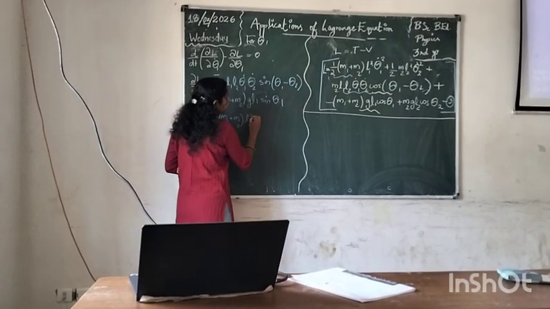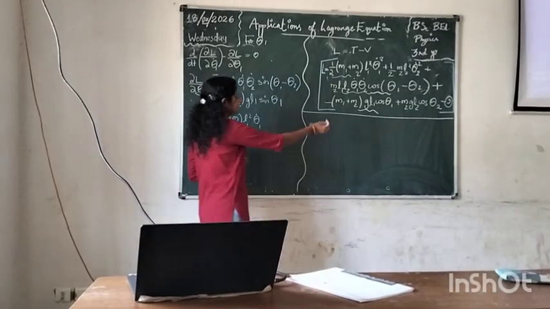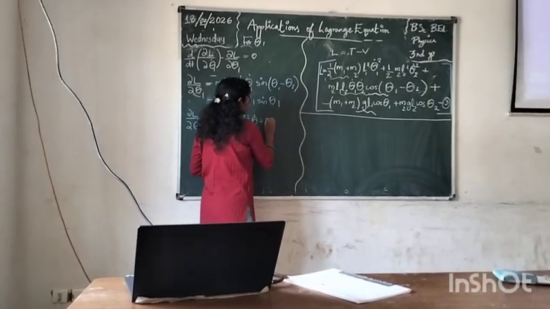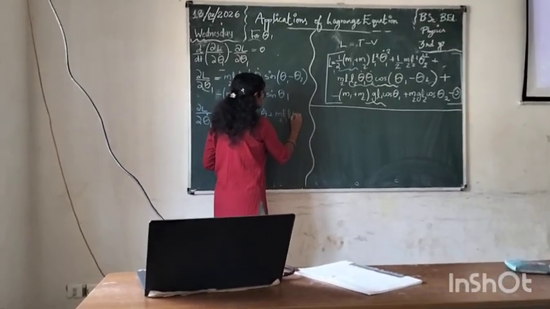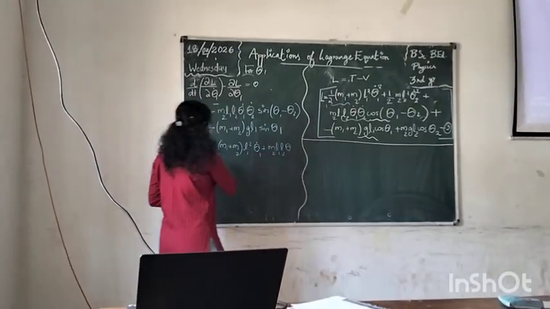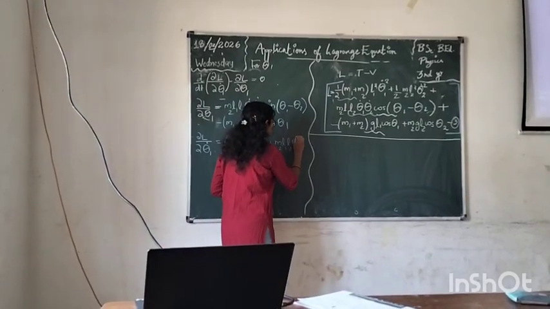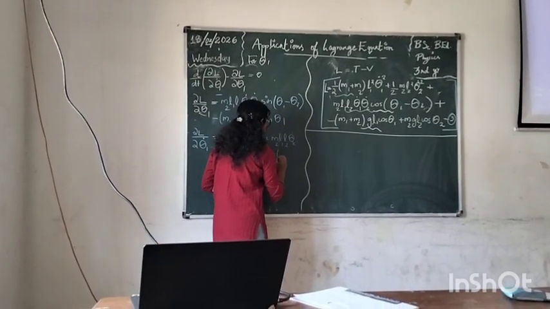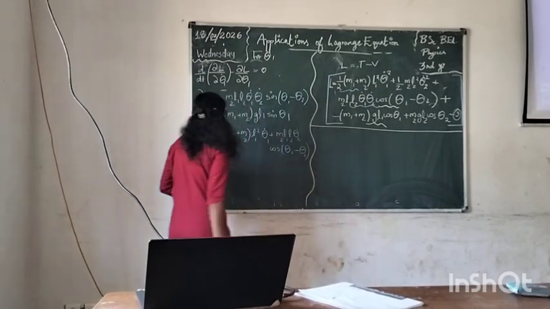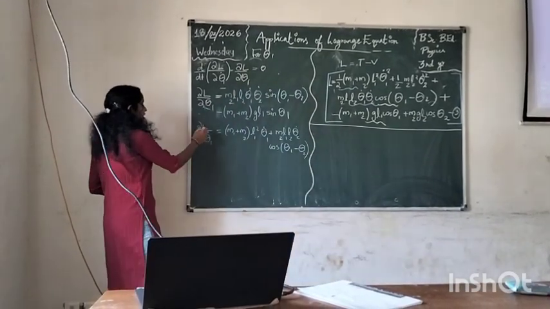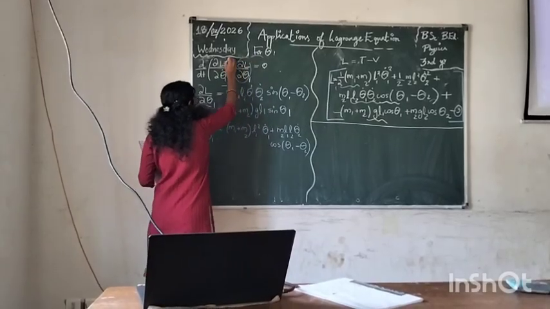L1 square theta 1 dot plus in this term N2 L1 N2 theta 1 dot, we are finding the derivative. So we have theta 2 dot into cos theta 1 minus theta 2. So this is our dou L by dou theta 1 dot. So this is found. This is also found.